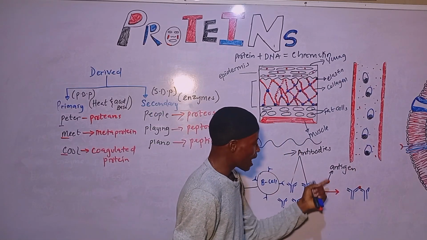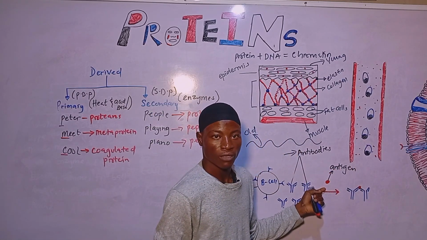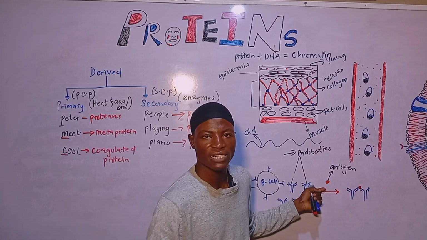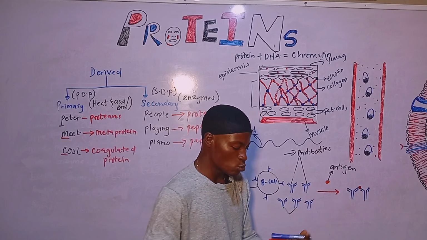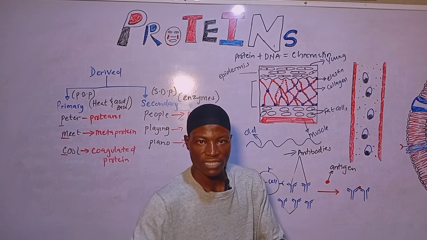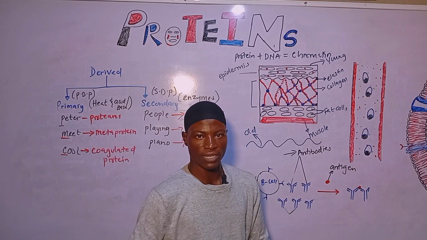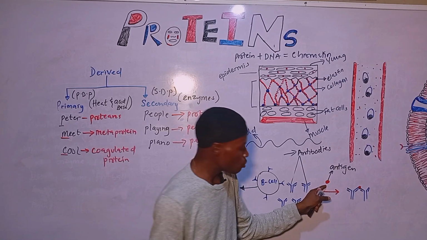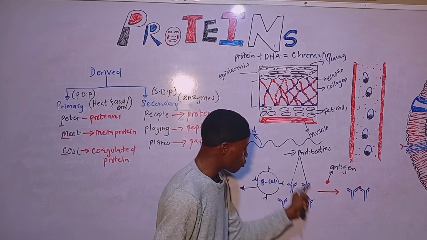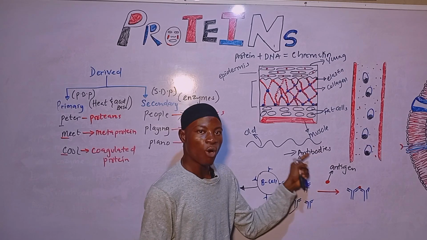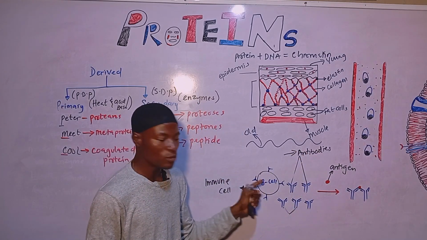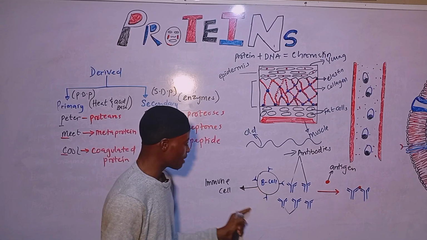And what are antigens? Antigens are foreign molecules that have the ability to generate an immune response. What I'm saying is that they have the ability to trigger an immune response. So they need to be eliminated because they are foreign substances. What happens is that there is a special type of protein called antibodies, or immunoglobulins, that are produced by the B cells. B cells are special types of immune cells.